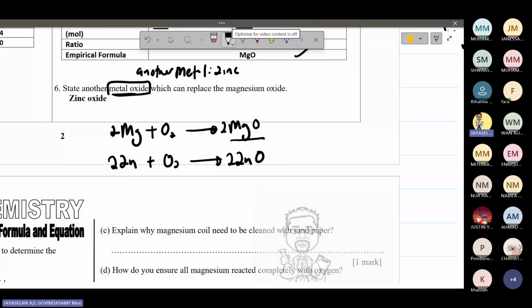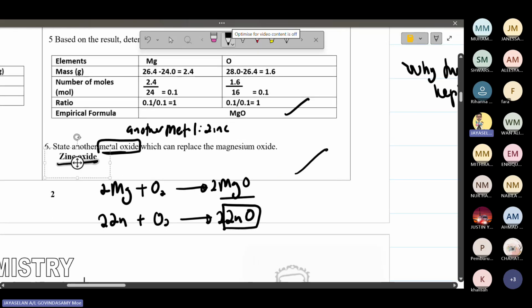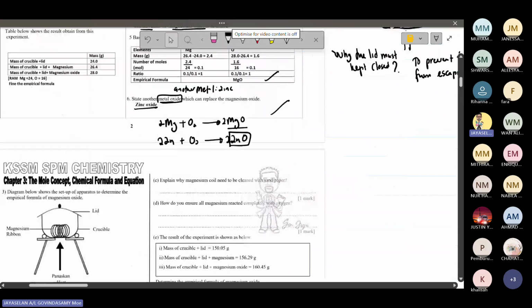Okay, ditanya apa? State another metal oxide. So ini satu metal oxide, eksperimen ni. Another metal oxide is this one lah. So you name the zinc oxide. That's all. Any question? So this question can come out for your exam. So make sure get full mark. Okay, so you can see the example. I already do one example, right?